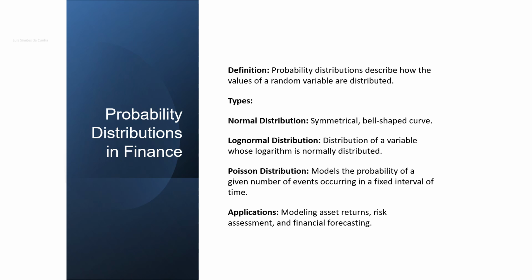Probability distributions describe how the values of a random variable are distributed. In finance, common distributions include the normal distribution, log normal distribution, and Poisson distribution. These distributions are used to model asset returns, assess risk, and make financial forecasts.